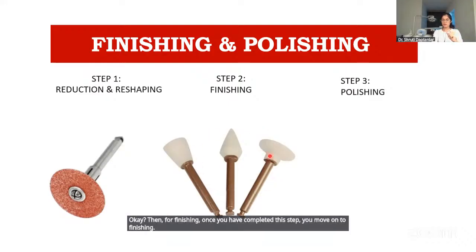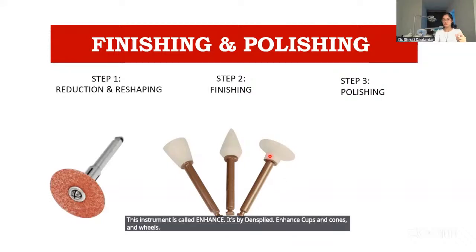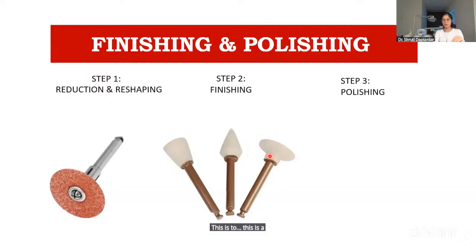This instrument is called Enhance. It's by Dentsply. Enhance cups and cones and wheels. This is a beautiful instrument to remove the burr marks and to create a soft and smooth base before you start with polishing. Slow speed, contra angle, maybe medium speed you can use in contra angle without water.